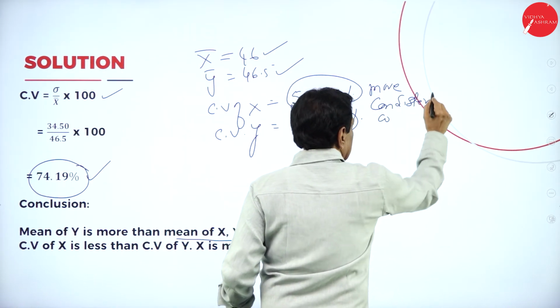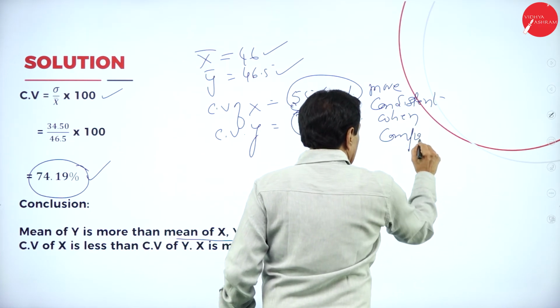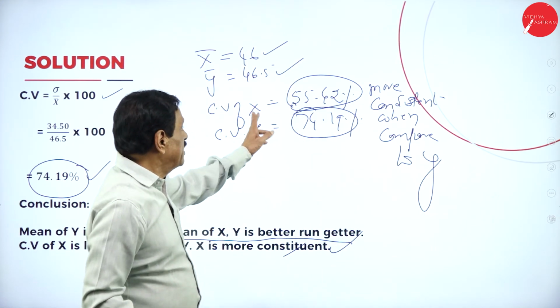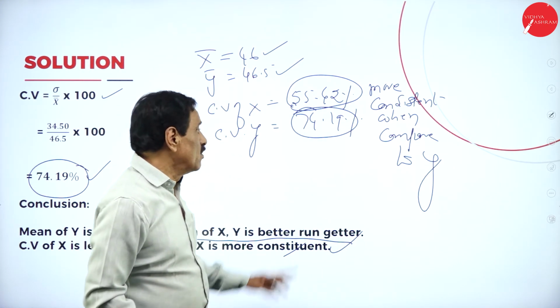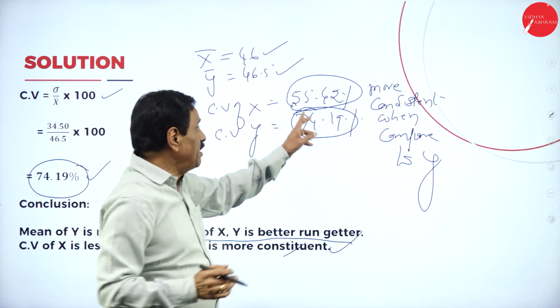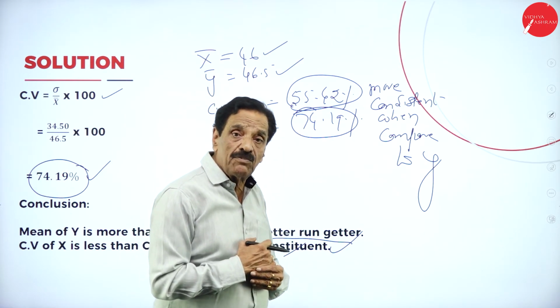X is more consistent when compared to Y. Who is more consistent? X is more consistent when compared to Y. So, X is more believable than Y. He will vary how much? 55%. He will vary 74%.